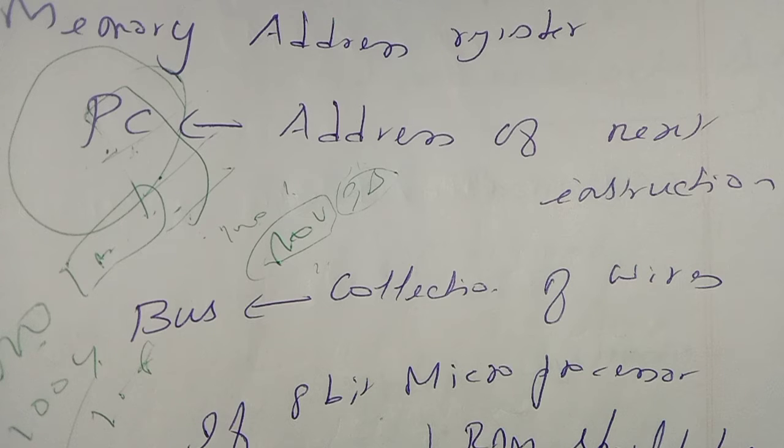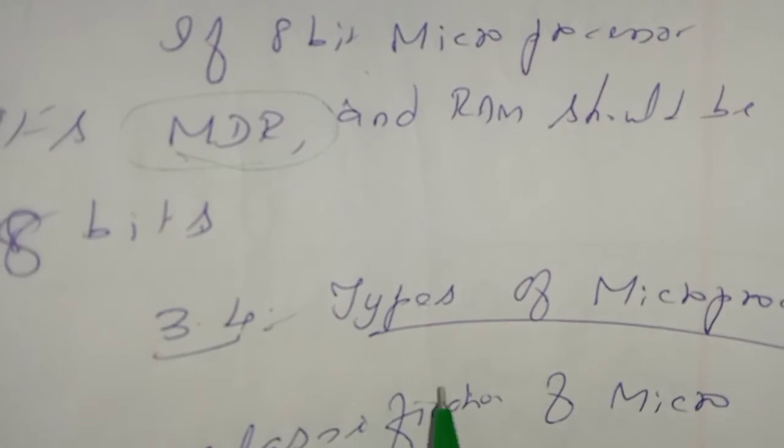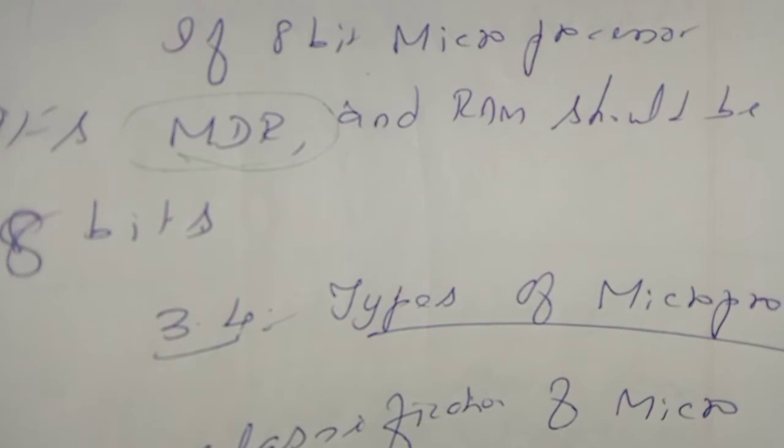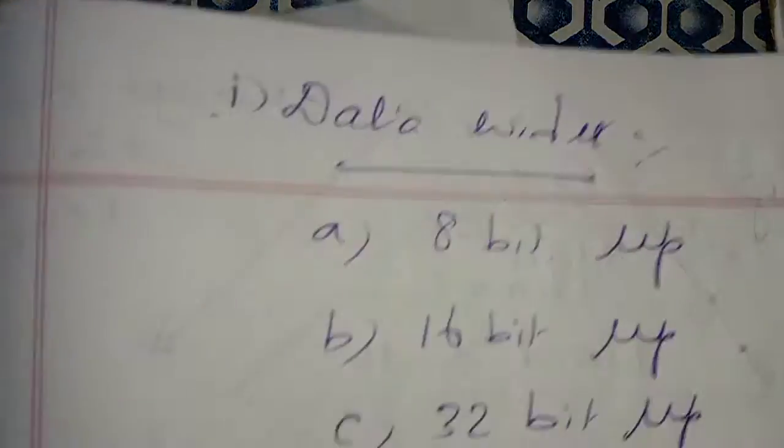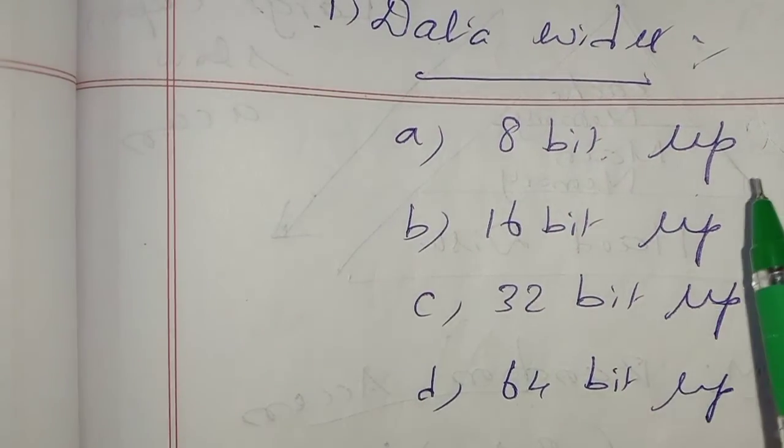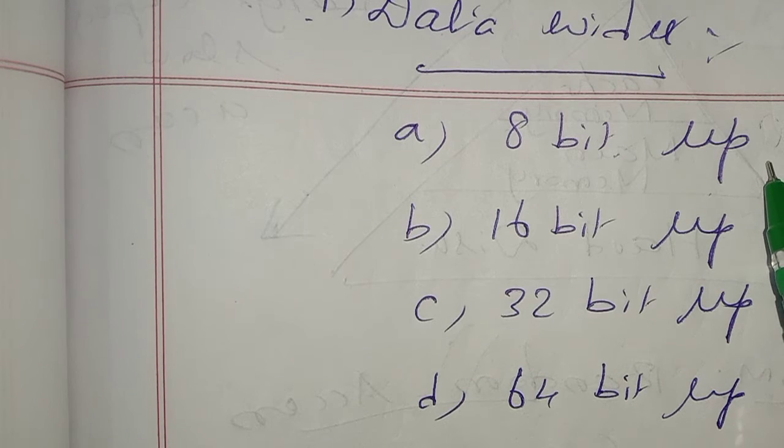Sir, you told us a little bit and we studied, but we are very much interested in microprocessors. That I will teach you. Types of microprocessor, classification of microprocessor, that we are going to study. It says data width. In the olden days, the 4-bit microprocessor, Intel launched the 4004.